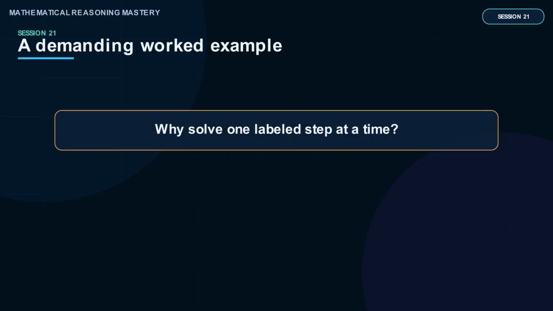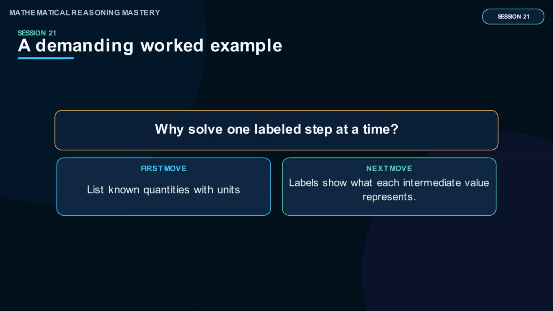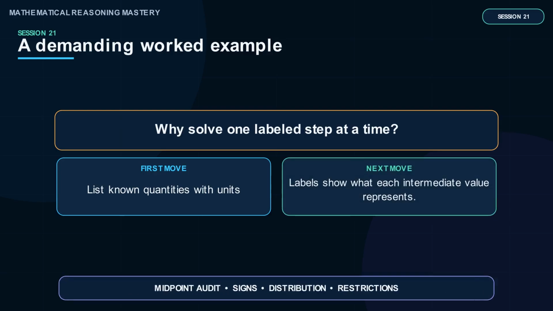Here is the challenge. Why solve one labeled step at a time? Restate what is requested before touching the choices. The first move is list known quantities with units. Apply it directly to the quantities and conditions in this problem. Now use the core reasoning. Labels show what each intermediate value represents. Keep each equality, comparison, or unit conversion visible. Pause for a midpoint audit. Check copied values, signs, units, restrictions, and whether the current result is the requested quantity or only an intermediate value.